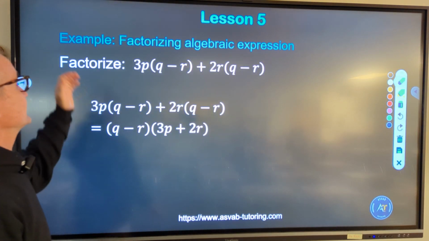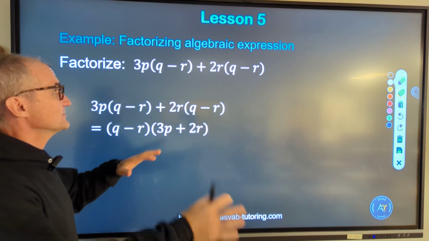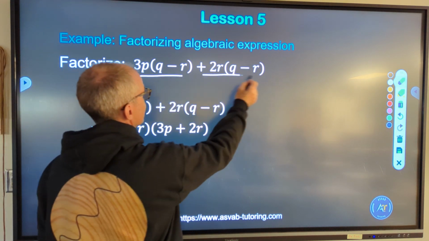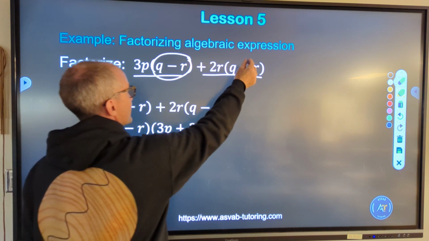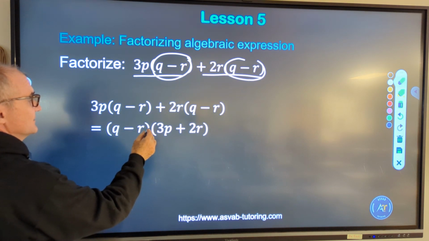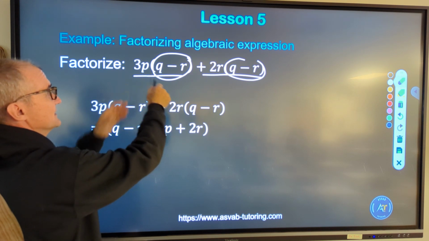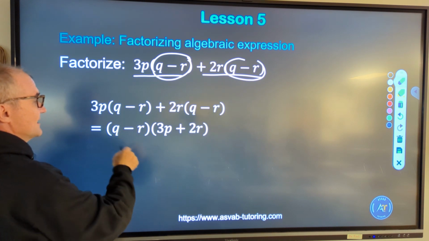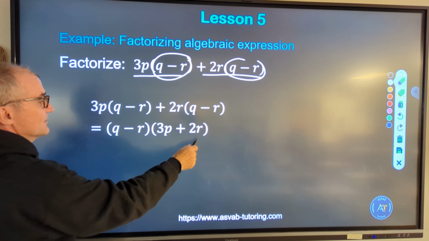All right, here's another factorizing algebraic expression. This one's a little more complex, a lot more variables, meaning letters, unknowns. I'm looking at what's common in here and in here. And the one thing that's common is this quantity q minus r is in both of them. So I'm going to pull that quantity q minus r out. Once I pull that quantity out of this, I'm left with a 3p. When I pull it out of here, I'm left with a 2r. So I factor out that common quantity q minus r, leaving me with 3p plus 2r.